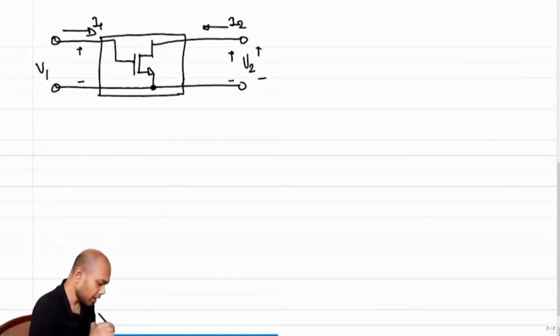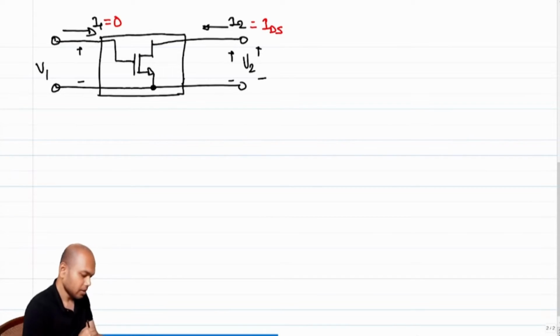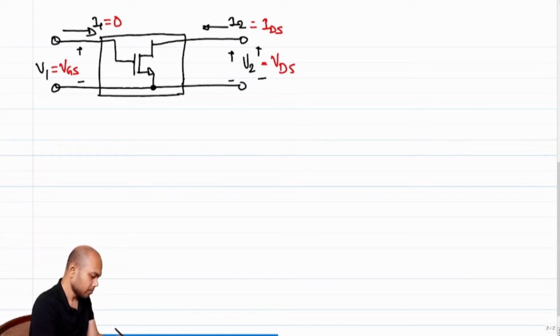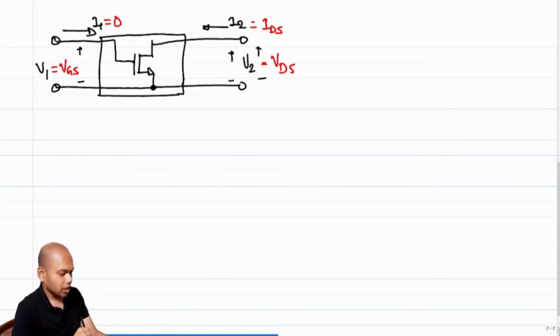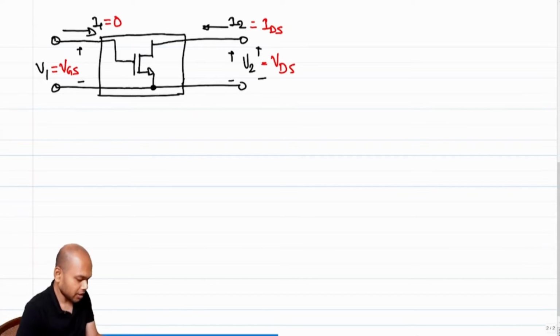Now note that now that we know that this is a MOSFET inside, what do we know? This I1 is always equal to 0, and I2 is essentially IDS, right? And V2 is VDS. And what is V1? V1 is VGS. Okay. So now that we know many things about a MOSFET, let's quickly sketch out the current voltage characteristics.